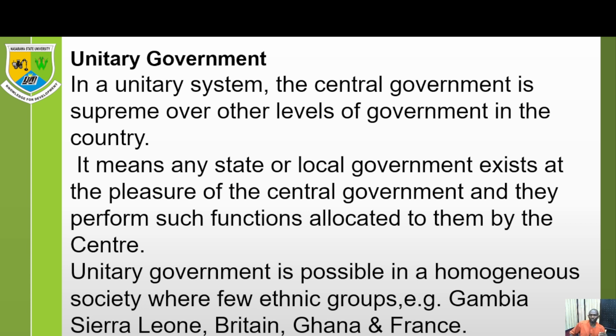Now coming down to another form of government, which is the unitary system of government. In the unitary system of government, the central government is supreme over other levels of government in the country. In fact, it is the opposite of federalism. Federalism talks about decentralization, while the unitary talks about centralization of power. So unitary government is possible in a homogeneous society with few ethnic groups, for example Gambia, Sierra Leone, Britain, Ghana and France.